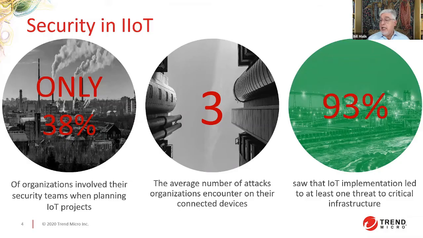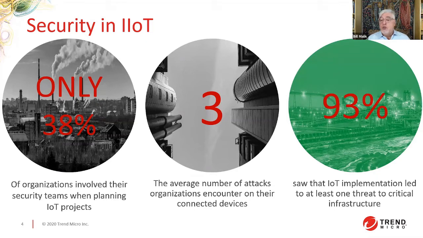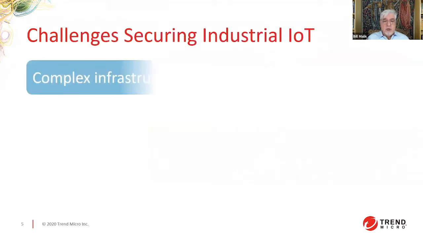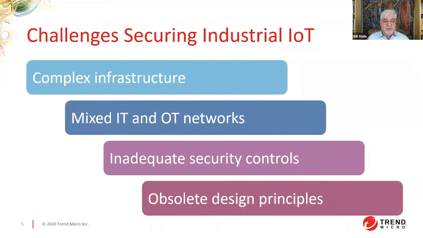And on the other hand, 93% said that they saw that the way they'd implemented IoT left them vulnerable. So there's awareness, and there's data to suggest that the problem is real. But there's not enough when it gets to getting the right resources in place to solve the problem. And that leads us to the challenges we see securing industrial IoT.